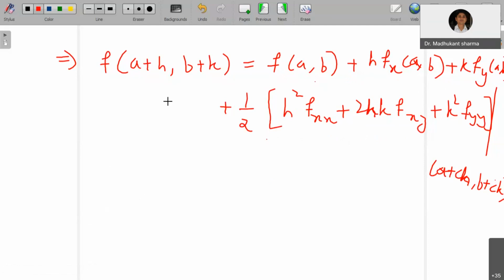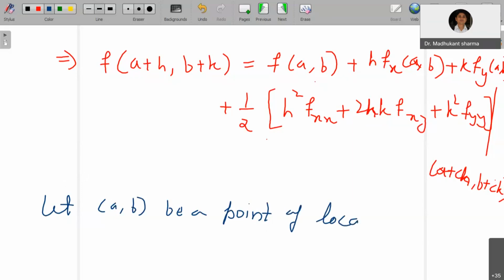Now let's come back to the extreme values. Let's try to look at that. Now let a comma b be a point of local extreme.